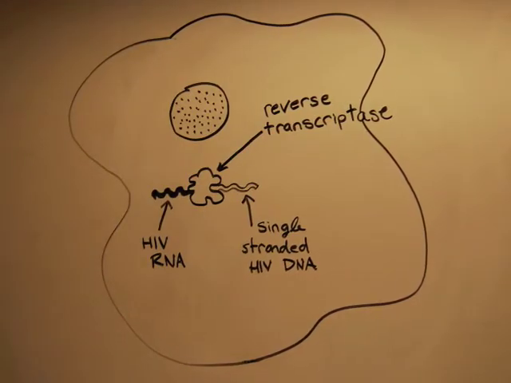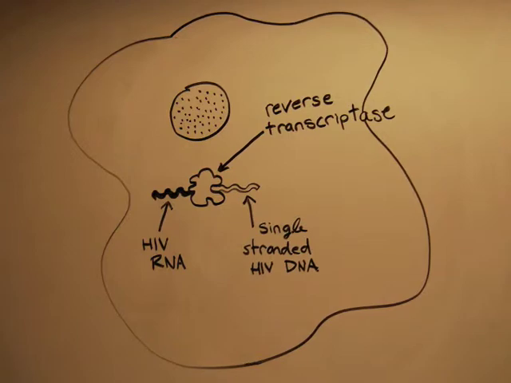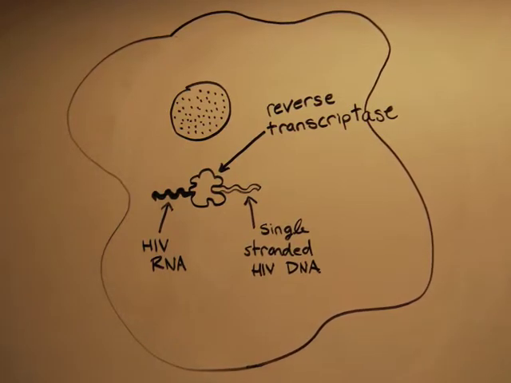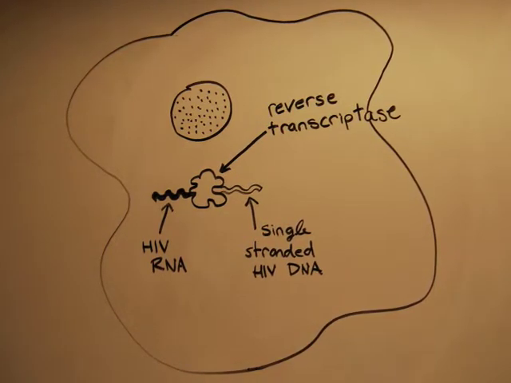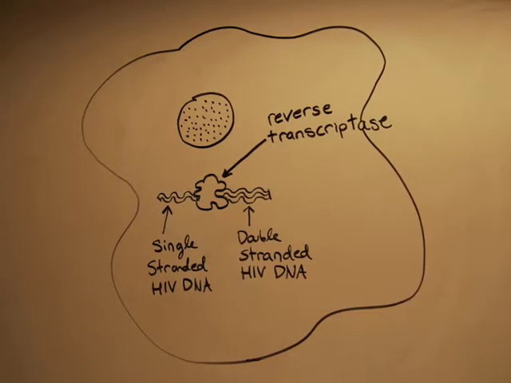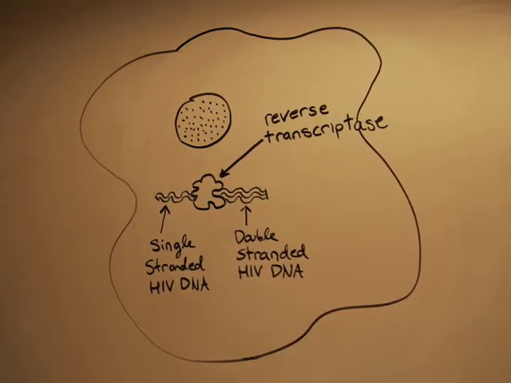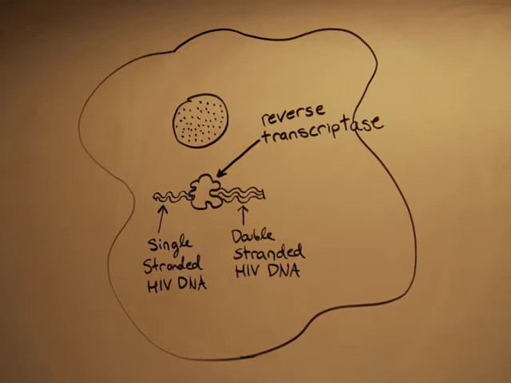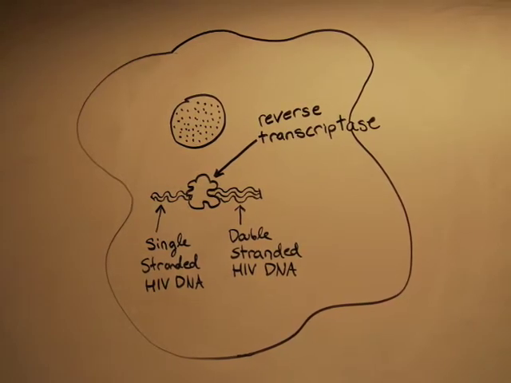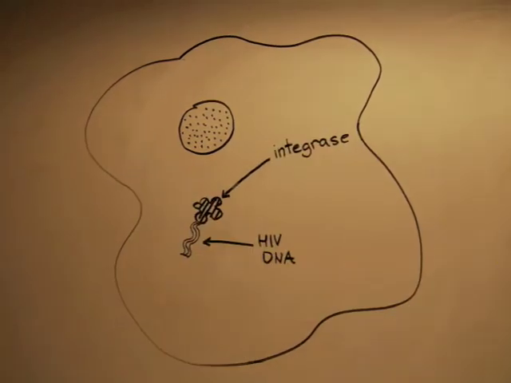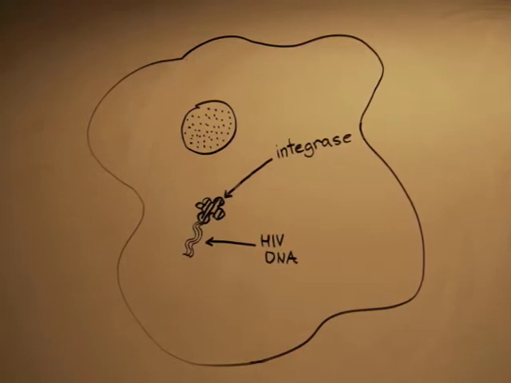Reverse transcriptase takes the viral RNA and, using host nucleotides, converts that viral RNA into a single strand of DNA. While it does that, it makes some random errors because it has very poor proofreading activity. That single-stranded DNA is again reverse transcribed into a double-stranded DNA.